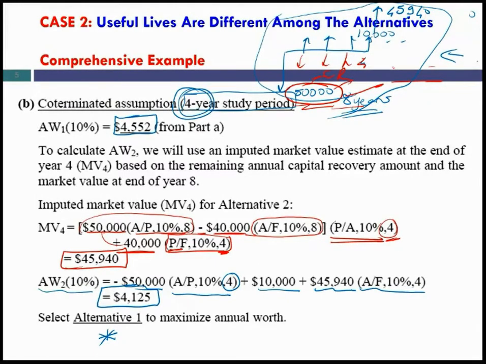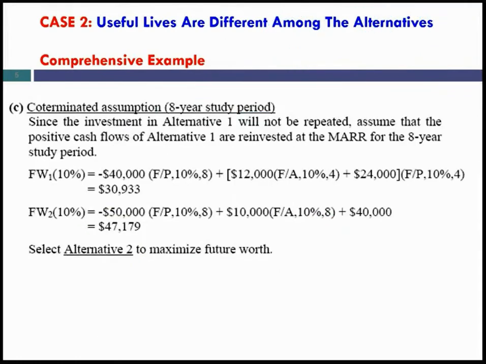Now, we completed part A and part B. Now we will solve the same example with another assumption in part C. And our assumption here is the study period is 8 years. Okay, so the second alternative was already for 8 years. So there's nothing to do with the second alternative. But the first alternative, the cash flow or the useful life was only for 4 years.